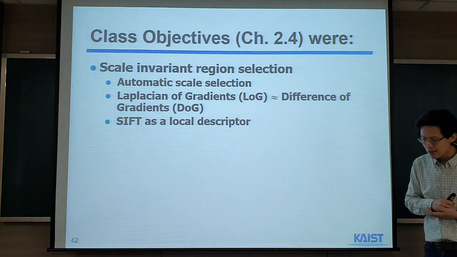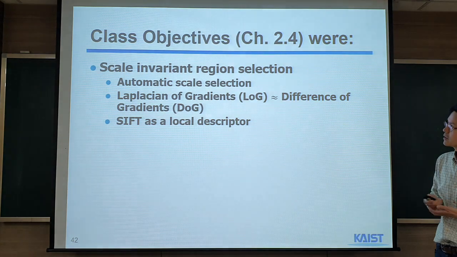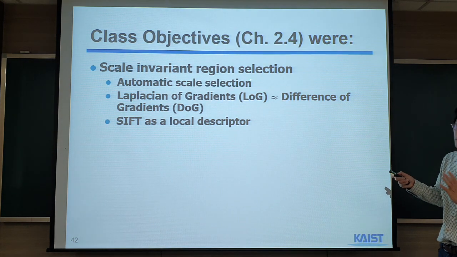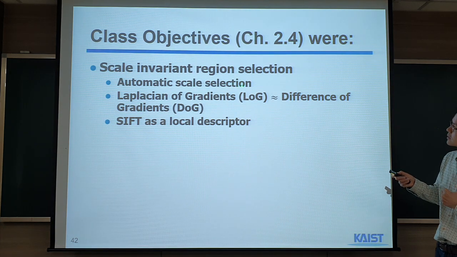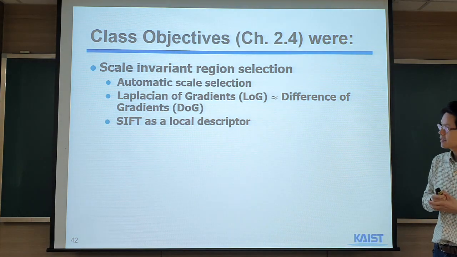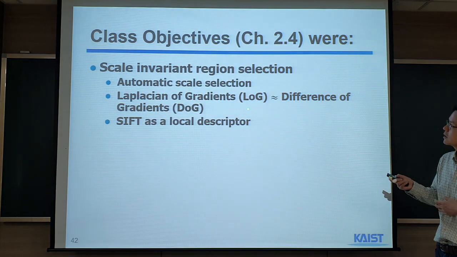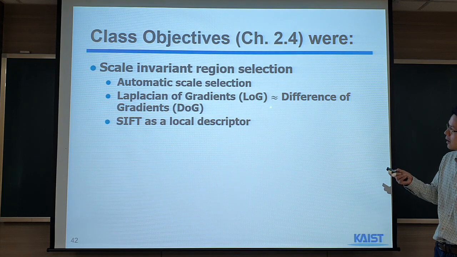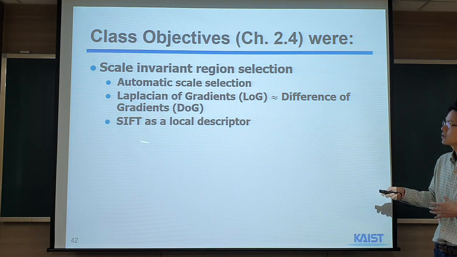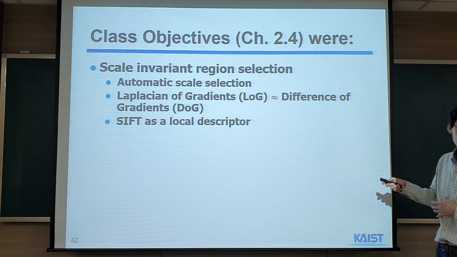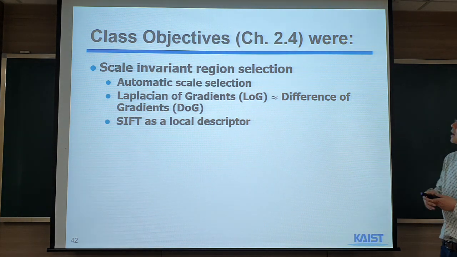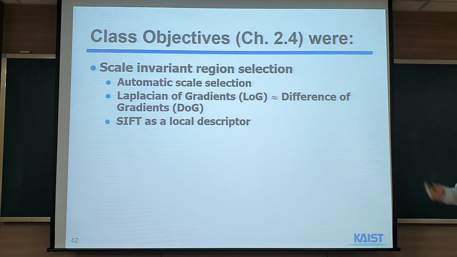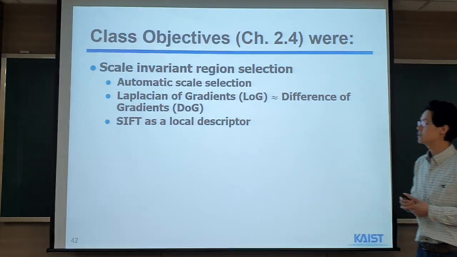Okay. By now, I wish you understood the main idea of scale invariant region selection, which is done by the automatic scale selection method. Along that line, you can use the average intensity, but we can use the LoG, which can be approximated in an efficient way by the DoG. Built on top of everything, we also talked about SIFT as a local descriptor. If you want to know more about this topic, you can go to chapter 2.5 of my book, where you can get more detailed descriptions.